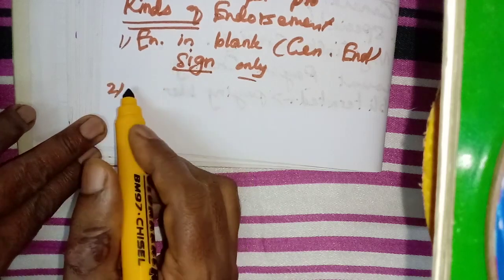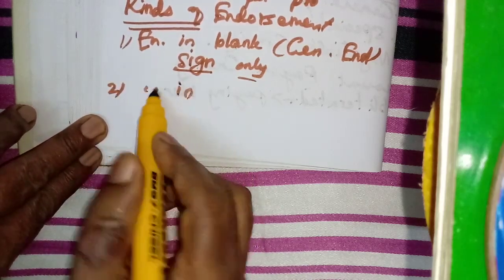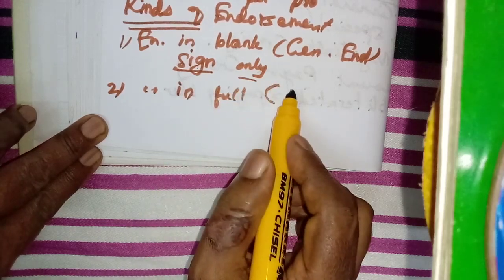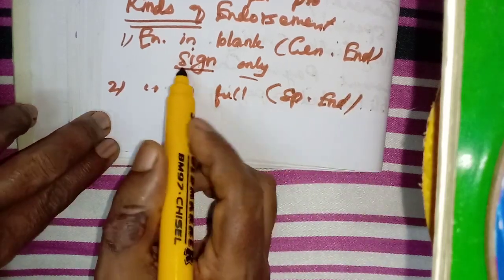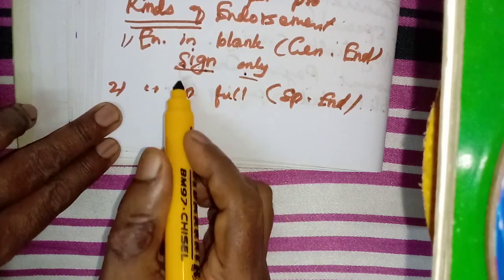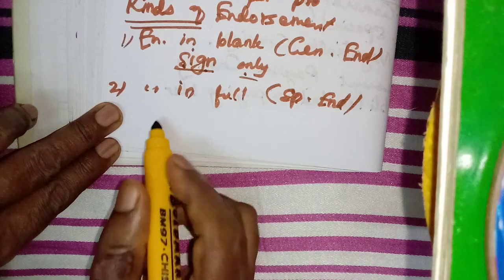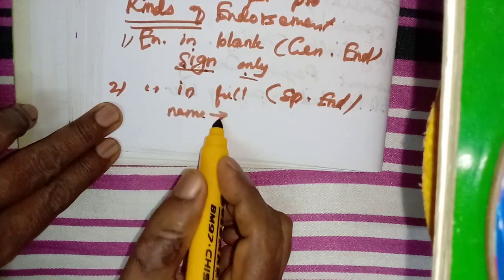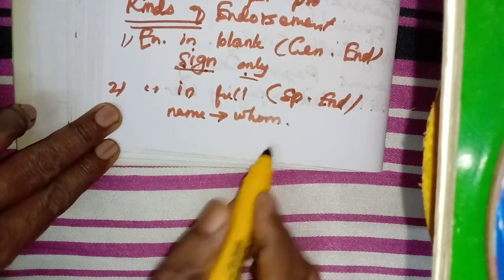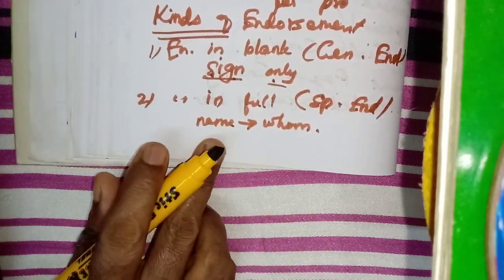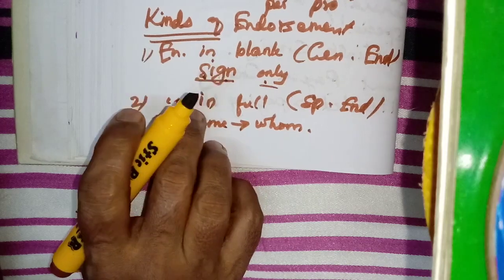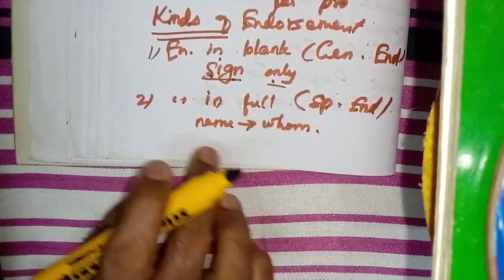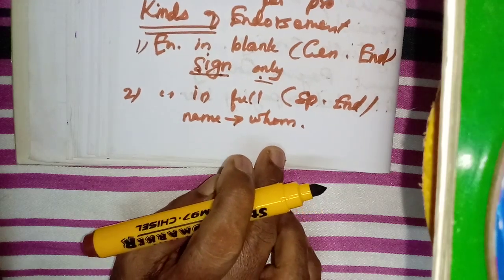The second one is just opposite to this one, endorsement in full or special endorsement. Here he will sign the document, the endorser, isn't it? In addition to signing the document, he will write the name of the person to whom it is transferred. So that is called endorsement in full. Now, you can convert a blank endorsement into full endorsement just by writing the name of the person to whom it is transferred.